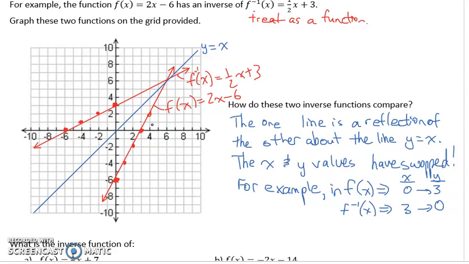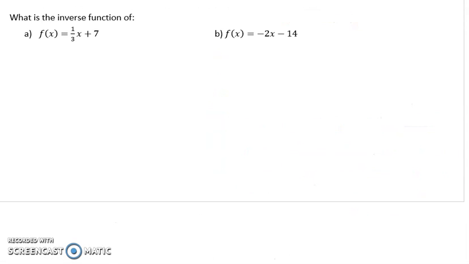We could take the point 4, 2 right there, and in the other function, it's the point 2, 4. We have those x and y values swapped. So we've determined that on a graph, it reflects about the line y equals x. We've determined that it switches the x and y values. But we've also mentioned the fact that it actually does the opposite operations.